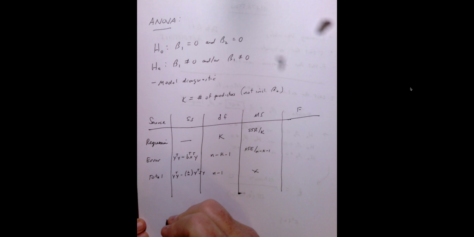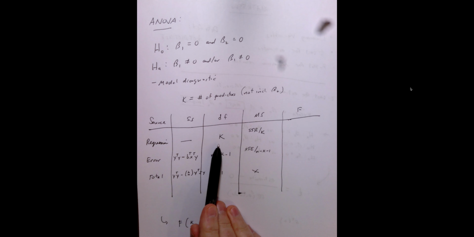So what we're actually looking at here is the F distribution with degrees of freedom k, n minus k minus 1. Now, in a simple linear regression case, how many predictors do we have? Well, we have 1, and that's why we put a 1 for the degrees of freedom of the regression.